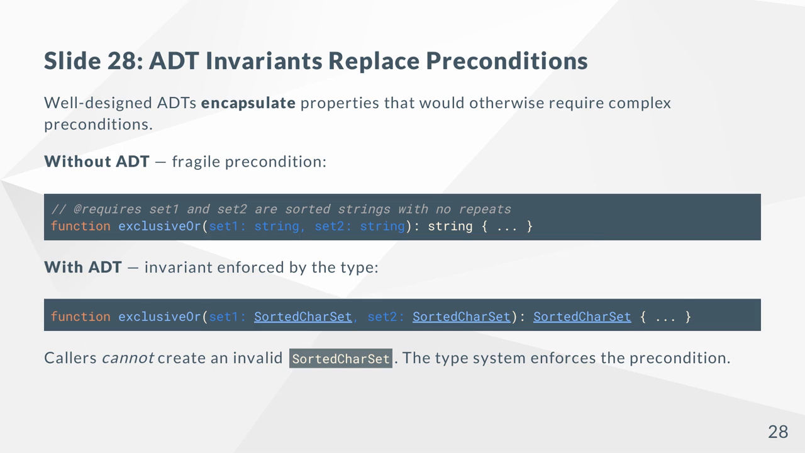A powerful benefit of ADTs: well-designed types replace fragile preconditions. Without an ADT, a function operating on sorted character sets must include a precondition in its spec. The caller must ensure the input is sorted with no repeats. This is easy to forget and hard to enforce. With an ADT, the parameter type is SortedCharSet. Clients cannot create an invalid SortedCharSet. The constructor enforces the invariant. The type system itself enforces the precondition. The bug simply cannot happen.